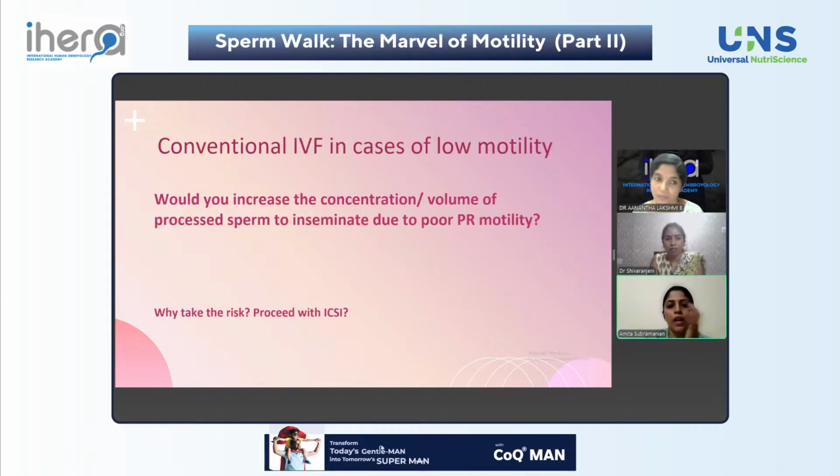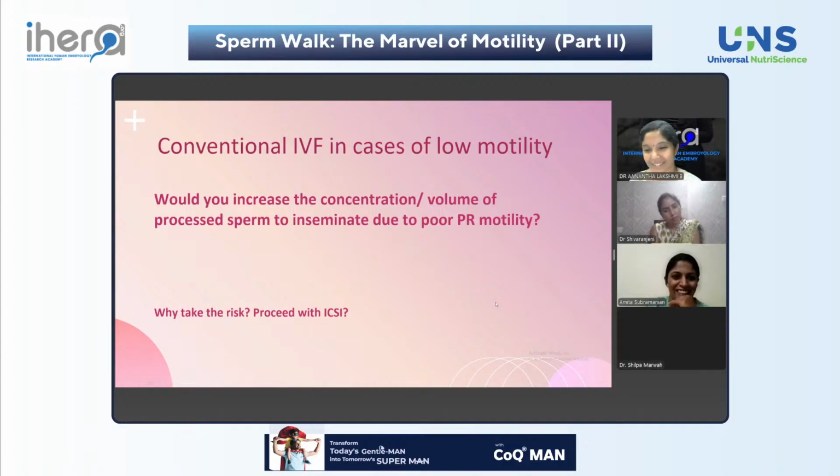So in case of conventional IVF, if your progressive motility is very poor, would you increase the volume of processed sperm to inseminate just because progressive motility is low, or would you always inseminate a particular volume for IVF? We'll go for ICSI. Yeah, we'll go for ICSI. You don't want to take the risk?